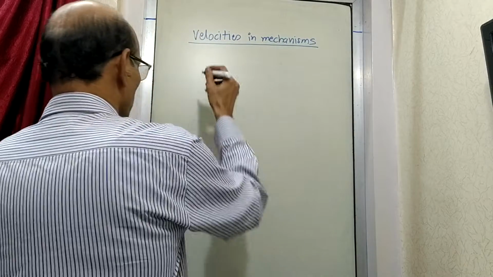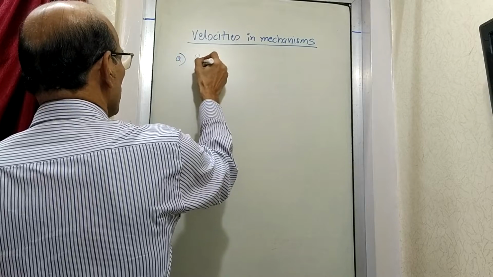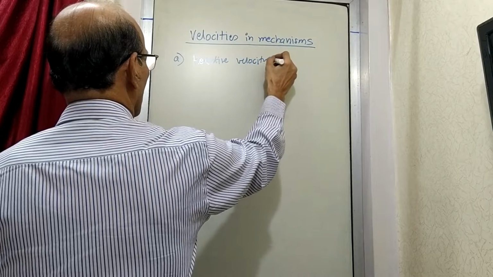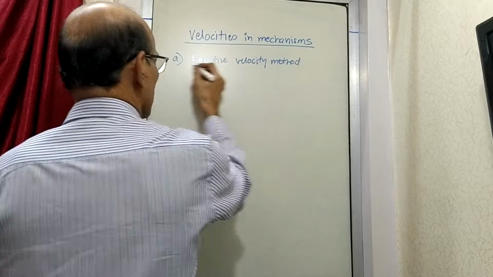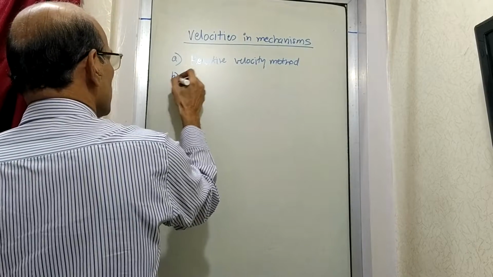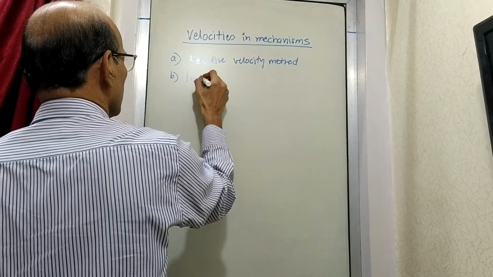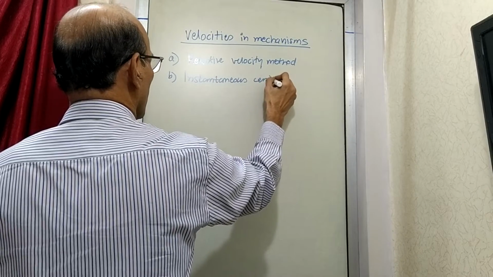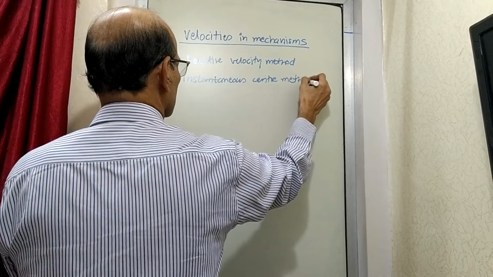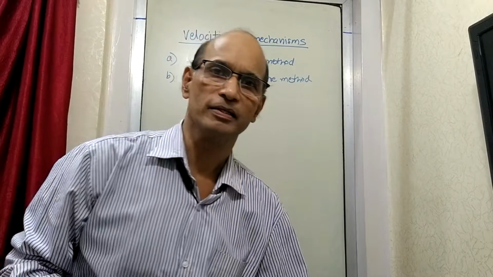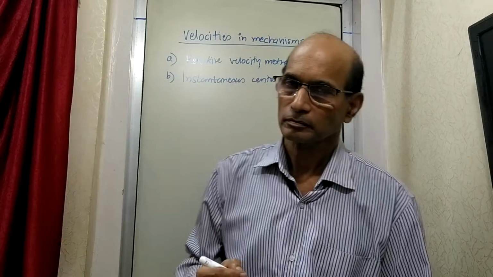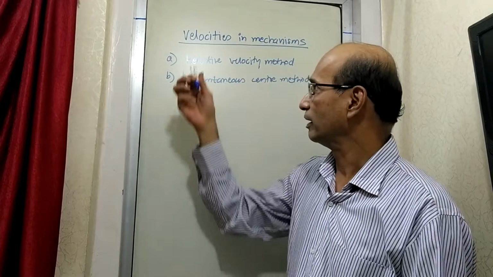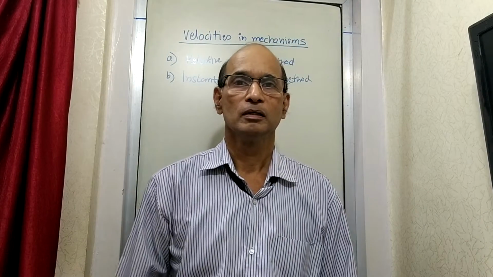Now this is done by 2 methods. One is the relative velocity method, and the second is the instantaneous center method. Relative velocity method and instantaneous center method. These are the 2 methods which we are going to learn for the purpose of finding out the velocities of different points on the mechanisms.